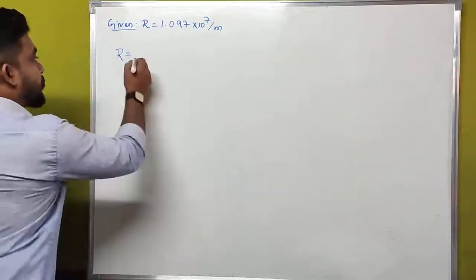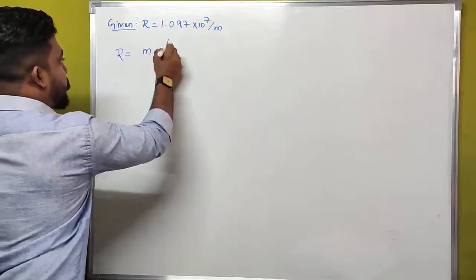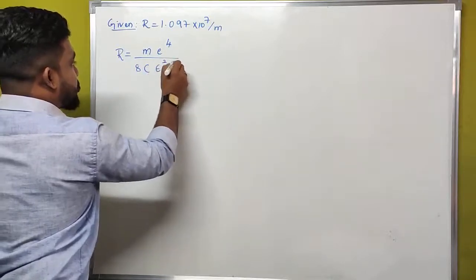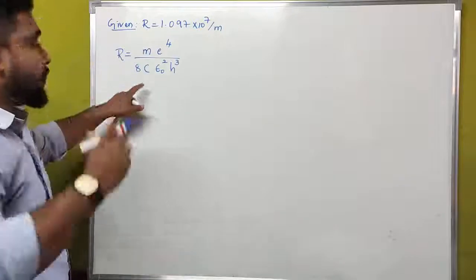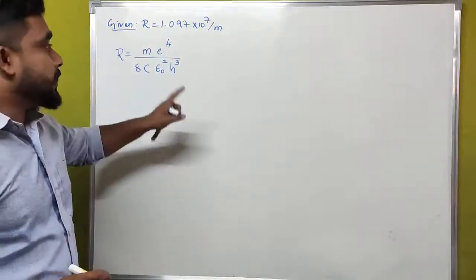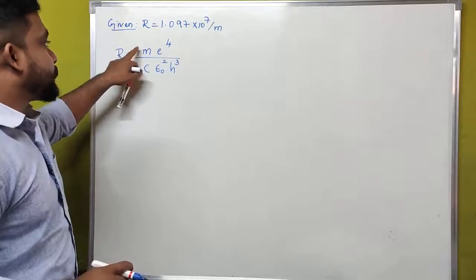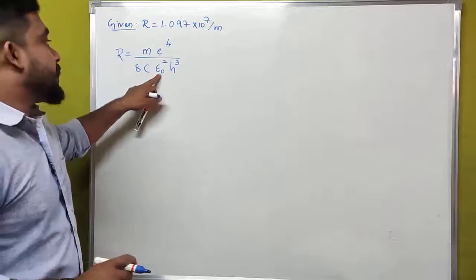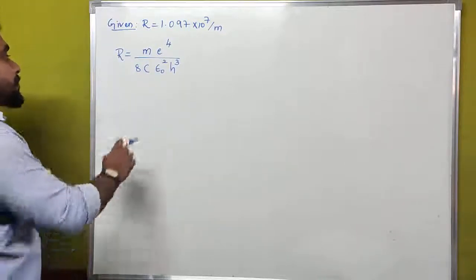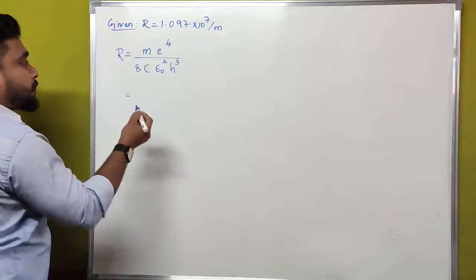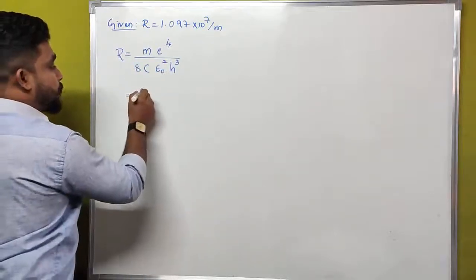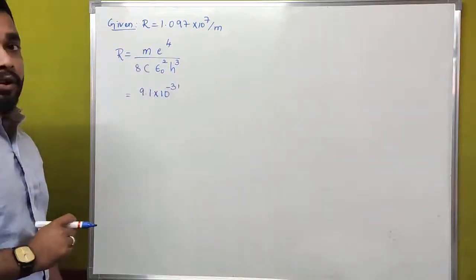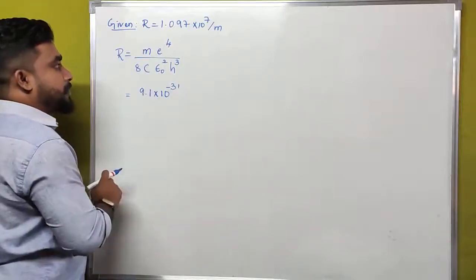R is equal to m e to the power of 4 divided by 8 c epsilon naught square into h cube. Actually this is the formula for the Rydberg constant. But here we should know the constants: mass of electron, charge of electron, velocity of light, absolute permittivity and Planck's constant. If we substitute the values, mass is 9.1 into 10 to the power of minus 31 kg. That is the mass of the electron.